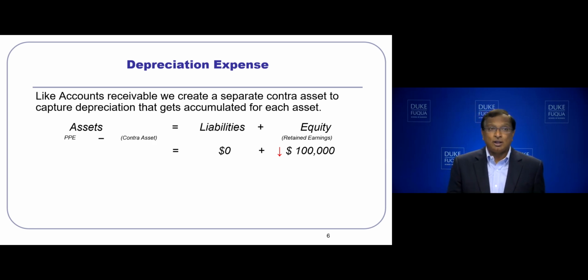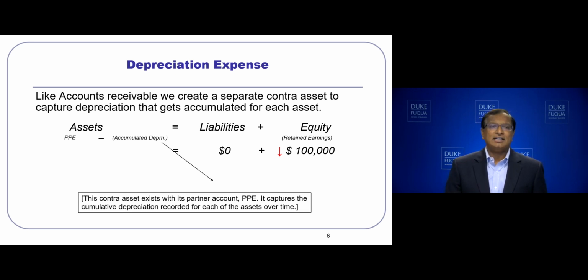So we have two accounts. We have the PP&E, we have the contra asset, and we call the contra asset accumulated depreciation. Basically, we will park all the depreciation associated with each of the assets in this particular account. So the $100,000 that we have actually recorded as depreciation will increase accumulated depreciation. Because it's a contra asset, it'll reduce the asset side of the balance sheet, making the balance sheet equation balance.